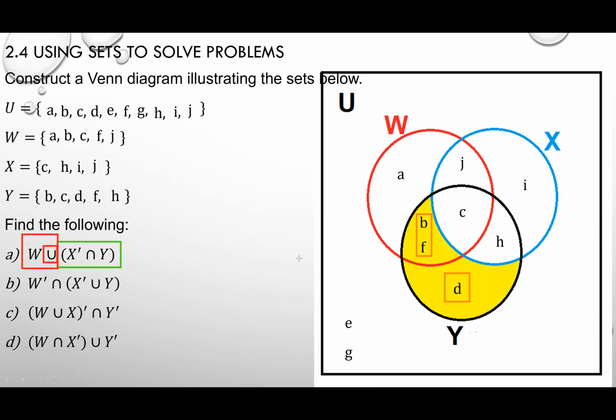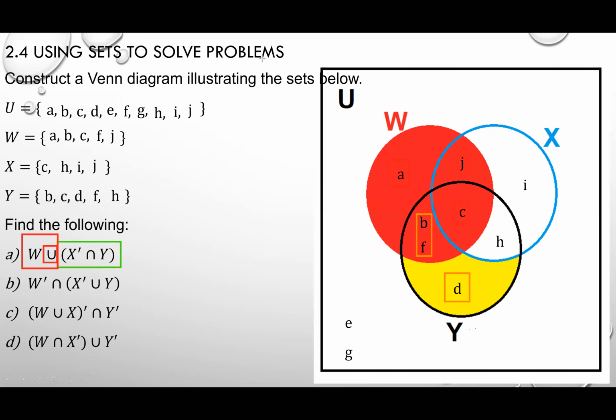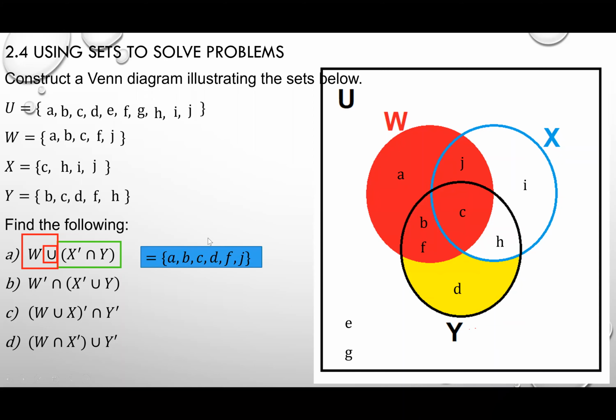Whatever you just found out, take that and put it together with the W. Do you agree that this is in W, this is in W, and this is in W? So whatever you just found out, just combine that with W. Because of the union, you're not looking for the overlap. You're just looking for what is outside of X and in Y. Put that together with W, and that is my answer here. My answer will be whatever is in the shaded region, which is the W, A, B, C, D, F, and J.